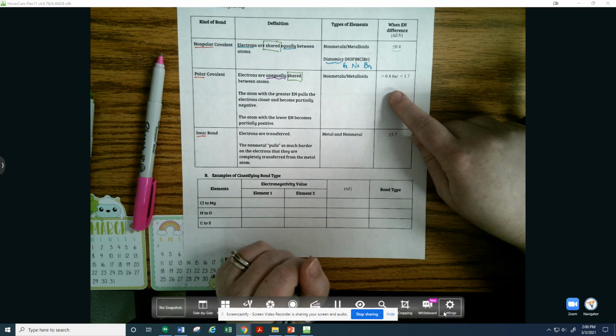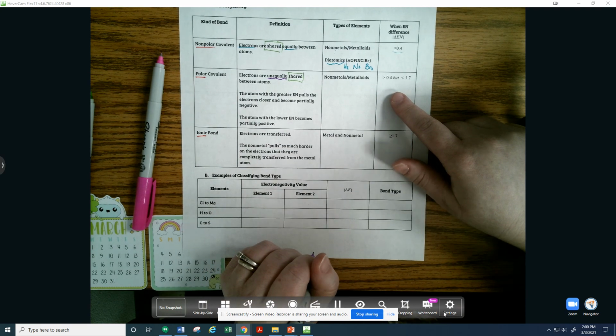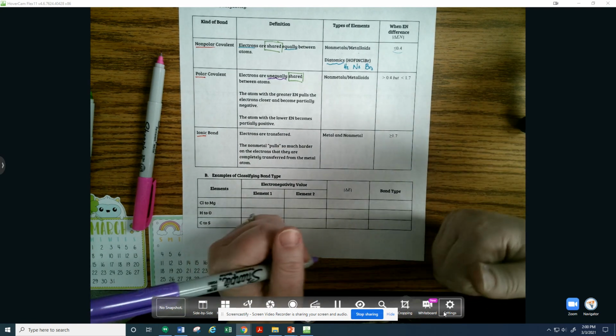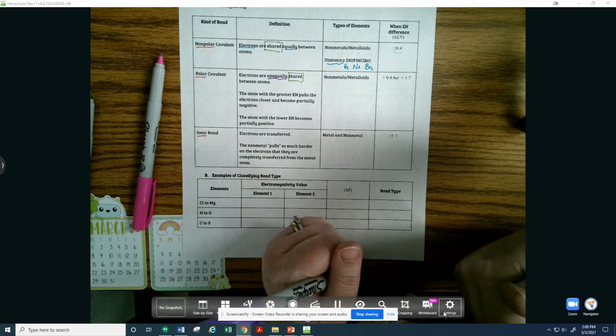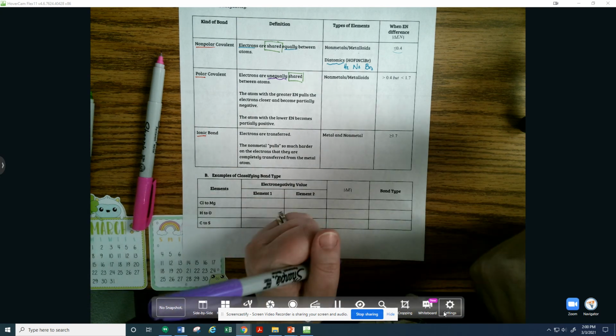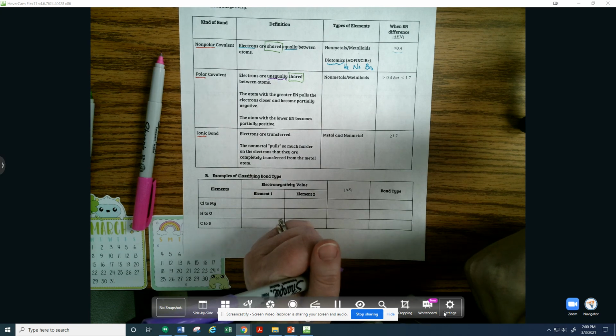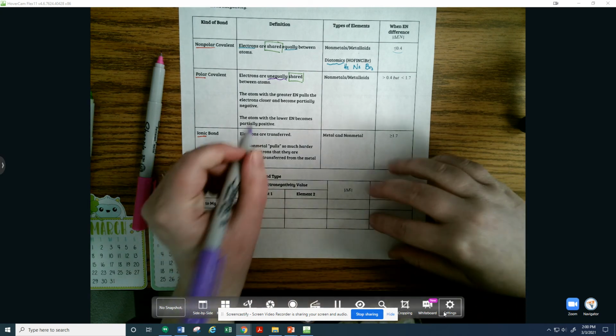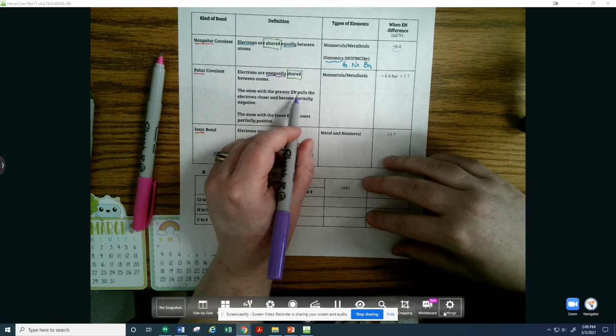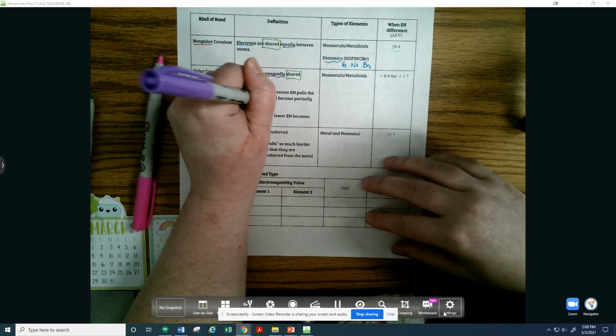And that's when we get a stronger difference in electronegativity. So one element is winning the game of tug of war, or seems to have a little bit of a head start on those other elements. And so the atom with more electronegativity takes the electrons closer.